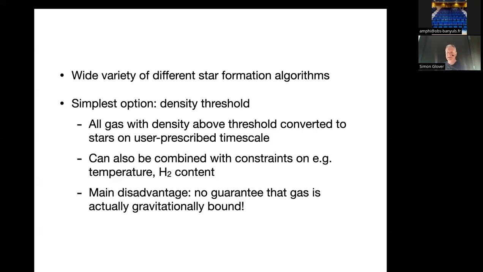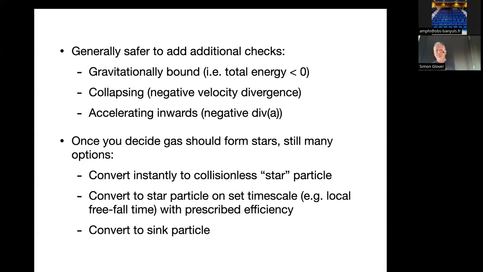The main disadvantage is that there's no guarantee that the gas you're making stars in is actually gravitationally bound and collapsing. So generally, it's safer to put in at least some checks of this. And the most common ones are checking that the total energy, once you account for the gravitational energy, is actually less than zero, i.e. the system is gravitationally bound. Checking that it is actually collapsing, which you can do by calculating the velocity divergence and making sure that locally it's negative. Checking that it's actually accelerating inwards. This is quite a common one as well, where you do that by looking at div a.